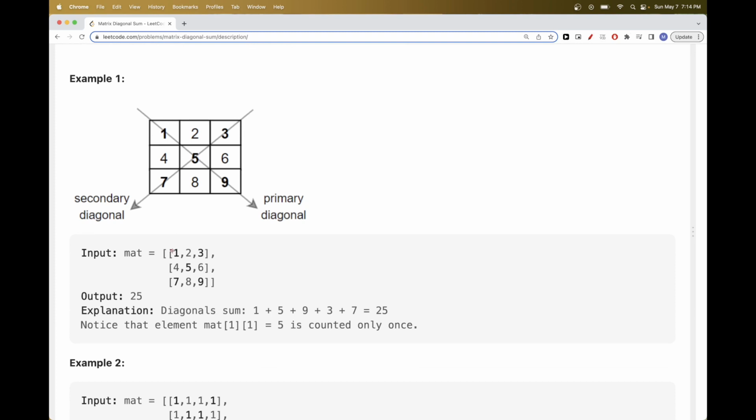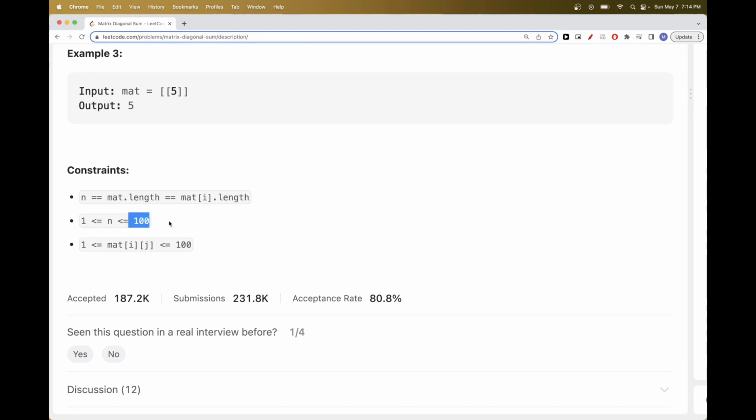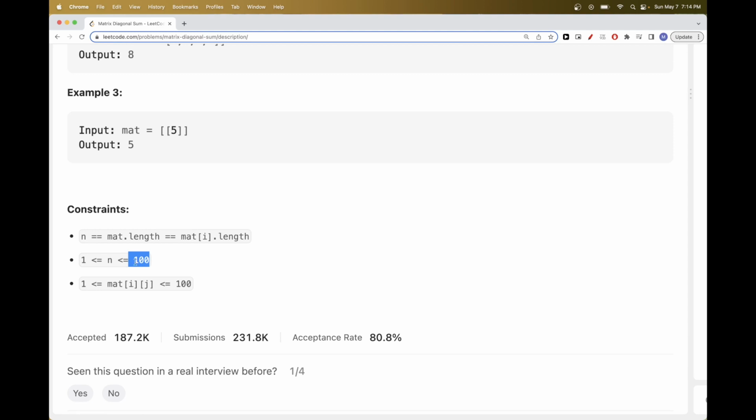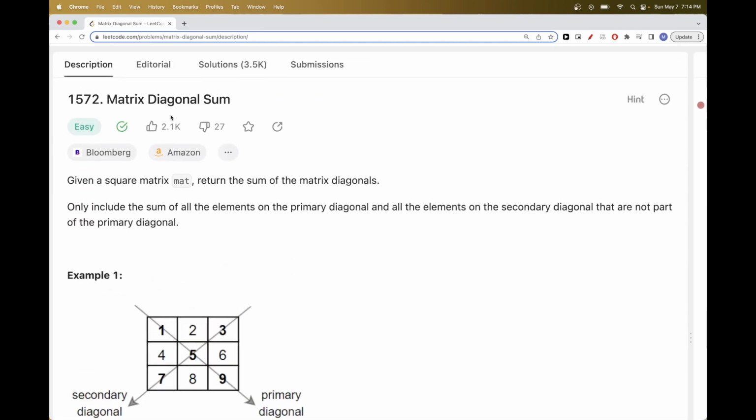So for example, here it's 1 plus 5 plus 9 for this side, and then 3 plus 7. Now you may ask why not add 5 twice? We don't want to add 5 twice, so we already added it, so we don't add it again. The total of those is 25. That's pretty much the problem here. Now, how do we tackle it? The length is up to 100, so we should be able to traverse the matrix cell by cell if we need to. Let's see how we can use it.